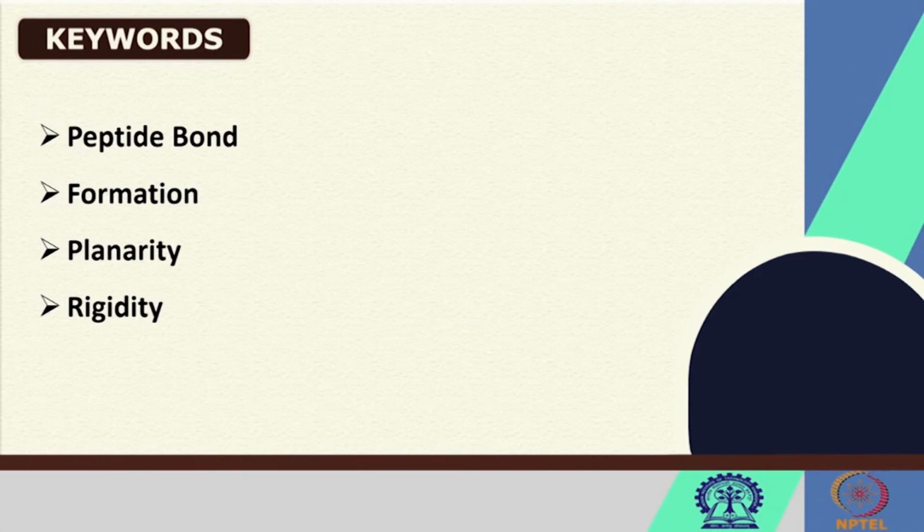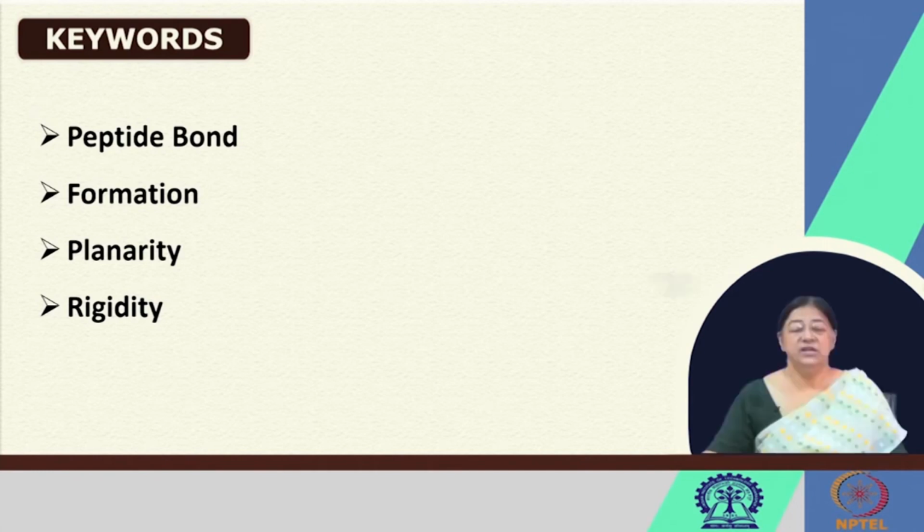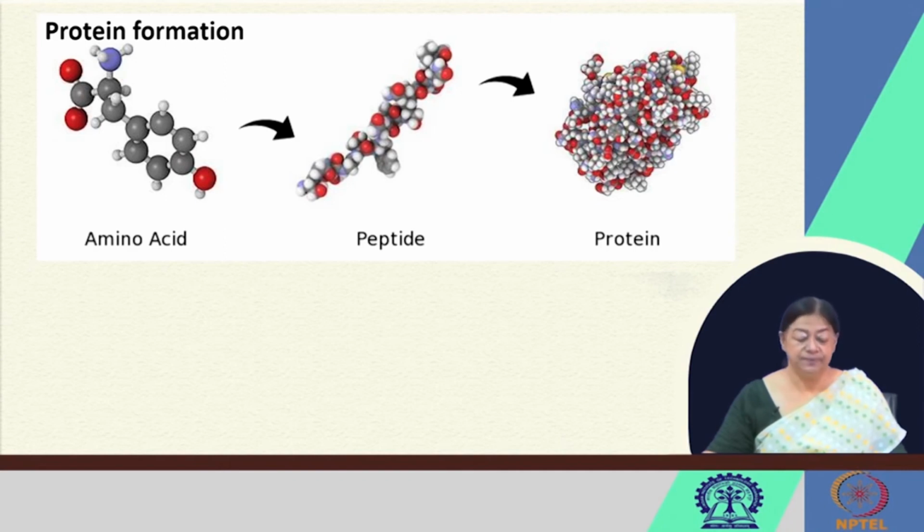So, by the end of this lecture, we should be absolutely clear as to how the peptide bond is formed, how it has a planar conformation, and how it maintains a rigidity in its geometry. This is extremely important in an understanding. So, we have the amino acids.